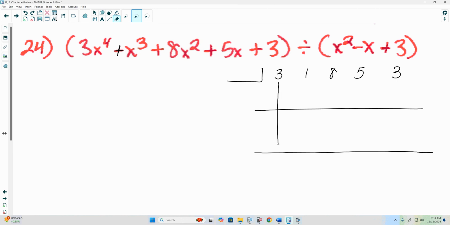Now, the first number goes all the way down past the second line. Second number goes down 1. Because since what we're dividing this by has 3 terms, those first 2 numbers come down.